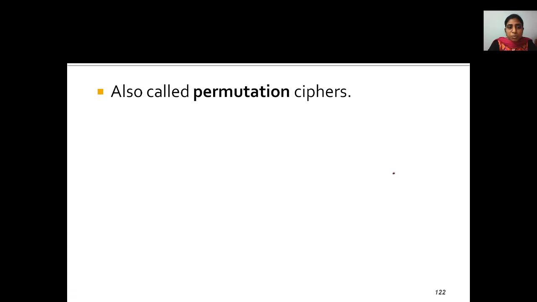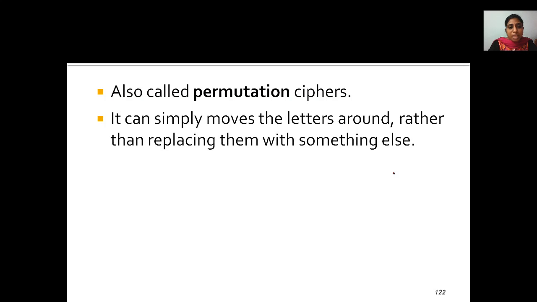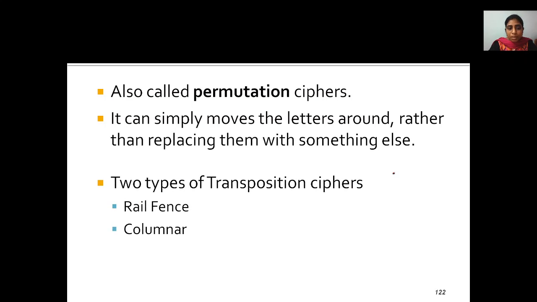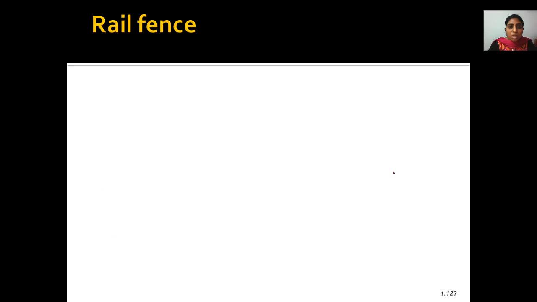So coming to the next ciphers, that is transposition ciphers. The transposition cipher can also be called the permutation cipher. This simply moves the letters around rather than replacing them with something else. So there are two types of transposition ciphers. One is the rail fence, another one is the columnar.